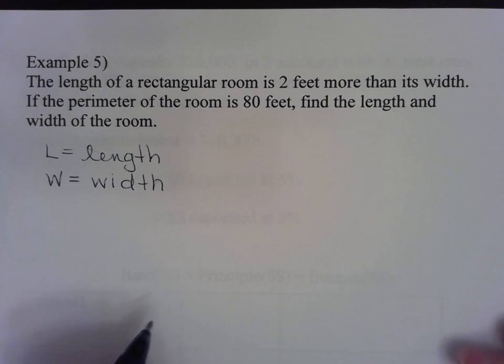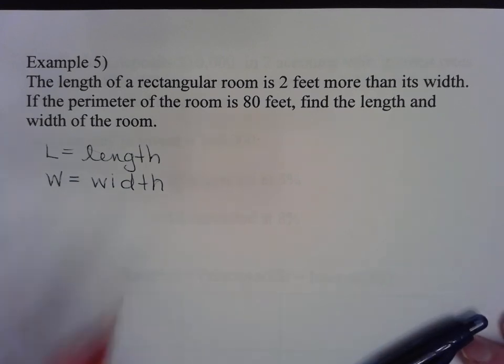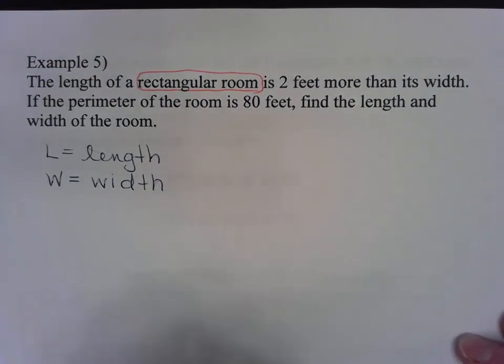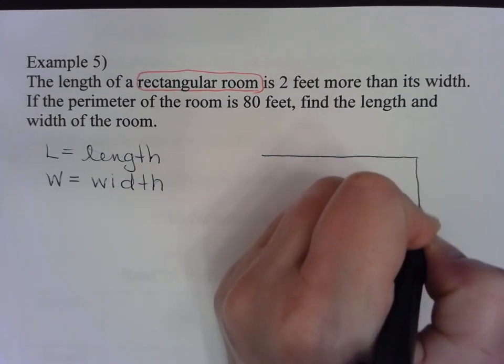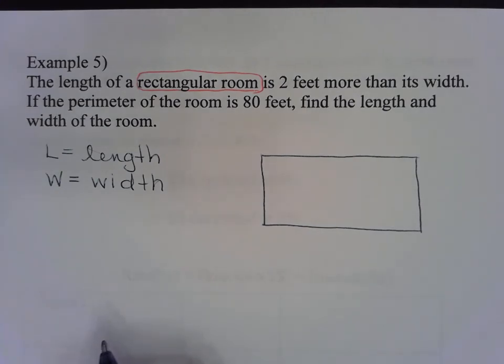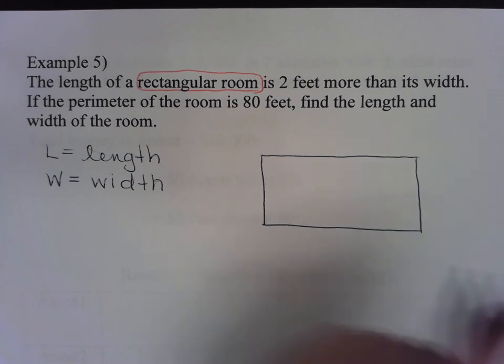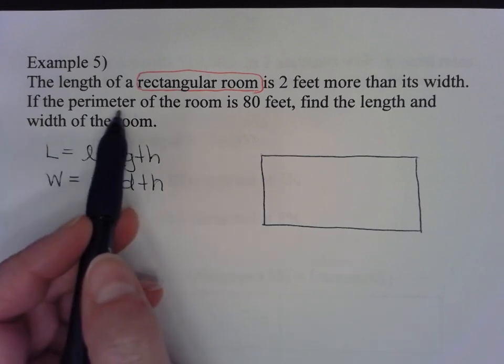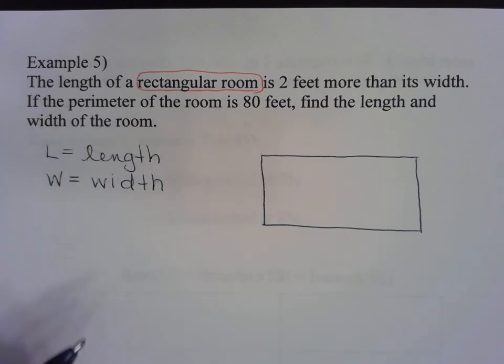I like to draw a picture for this particular type of question. It is a rectangular room, which means I could use a rectangle to represent it. I have 2 relationships here, one in each sentence. You can do this problem a couple different ways. I like to label my picture and then talk about what perimeter is, but I'll also show you the formula for the perimeter if you would rather do it that way.